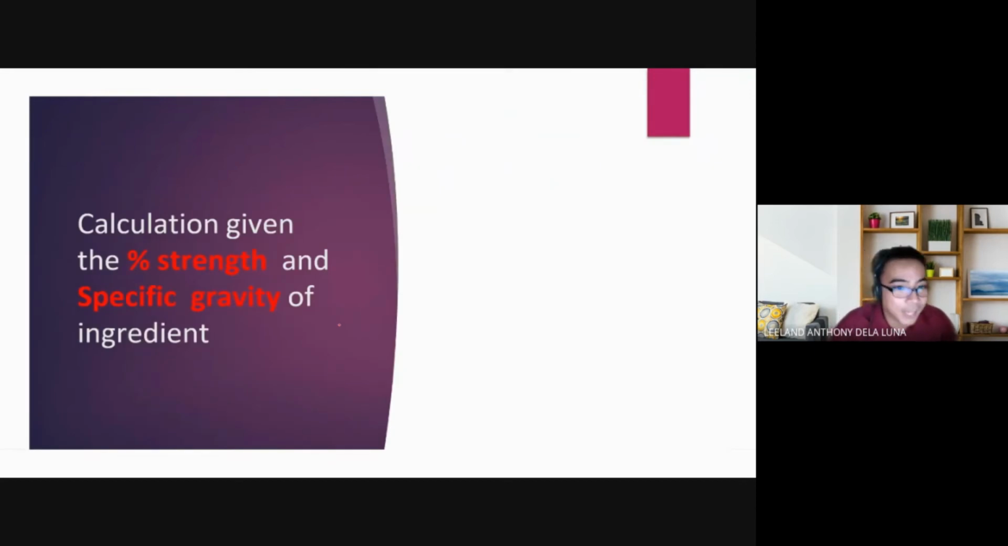So next one, calculations given the percent strength and specific gravity of the ingredient. Ay, 4:30 na pala! Tapusin ko lang to, okay? Tapusin ko lang to, tapos yung matitira natin, I'll make this into a video na lang. Dagdag natin. Okay? So, calculations given the percent strength and specific gravity of the ingredient.